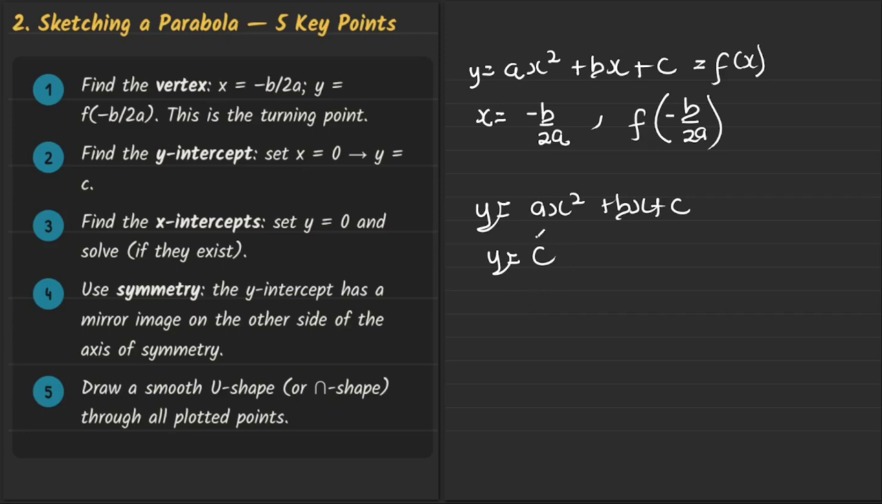This becomes our y-intercept. Then for the x-intercept, on the other hand, you are going to set y to be equal to 0.